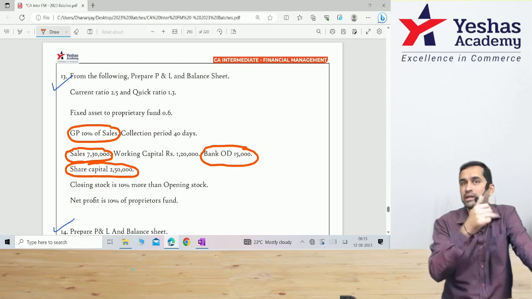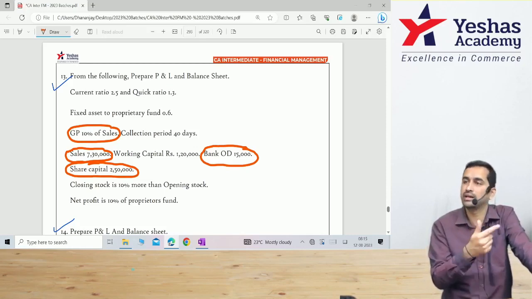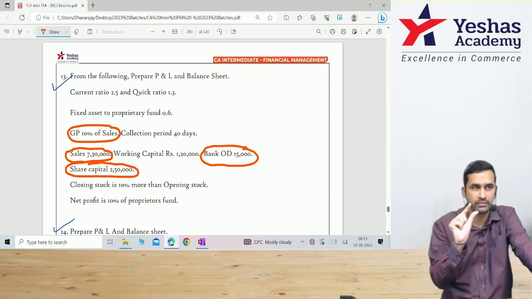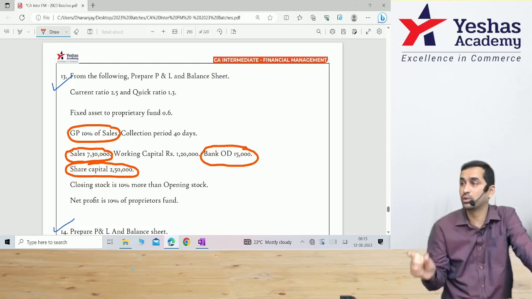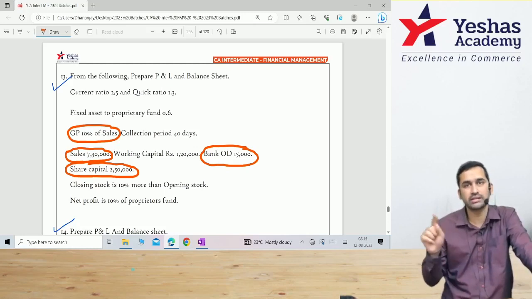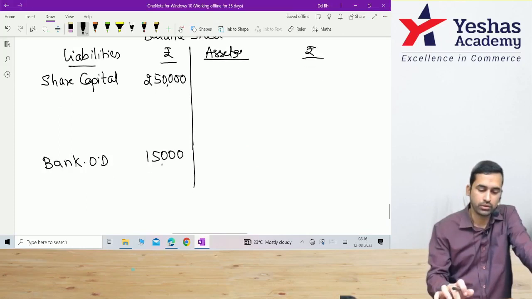Out of current liability, I already know bank OD. That means the balance can be written as other current liability, or I can even write it as creditors. With that, my current liability will be ready. And I will even get to know the total current asset. But I'll have to find out individual numbers. At least I'll get the total of the current assets. Start. Working note number 1.